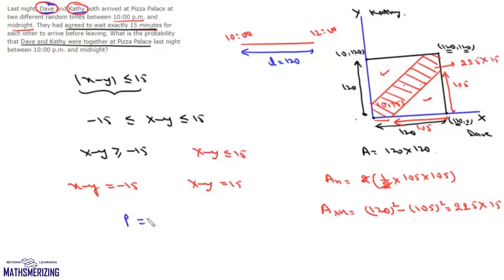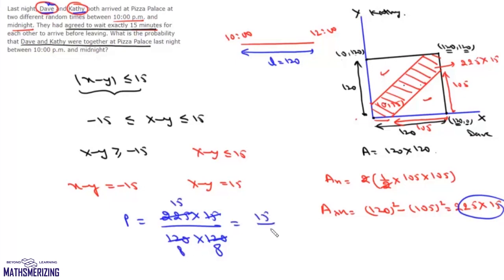So this probability is given by this favorable area, which is 225 into 15 upon total area, which is 120 into 120. So this is 5 and 8. And here also we can cancel with 15. So this is 15 into 15 and this is 15 into 8. So this value will be simply 15 upon 64. So the probability that Dave and Kathy were together is simply 15 by 64. And that is the answer to this question.